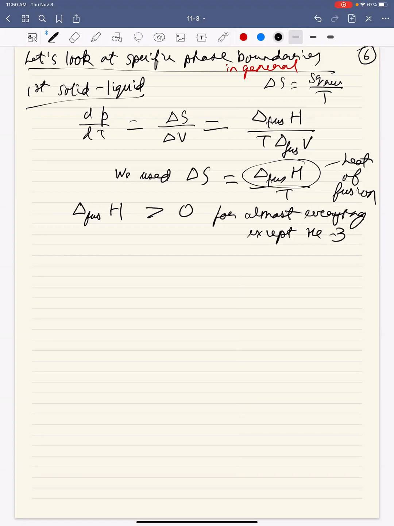Okay, so let's get back. So helium-3, I don't know why it is that the heat of fusion is negative, but for almost everything it is positive. Volume change during fusion. This H is the same, it's enthalpy? Yeah. But we are talking about constant pressure processes, which have heat and enthalpy the same, right? So yeah, we just call it enthalpy. It's not volume. Yeah, go ahead, Patrick.